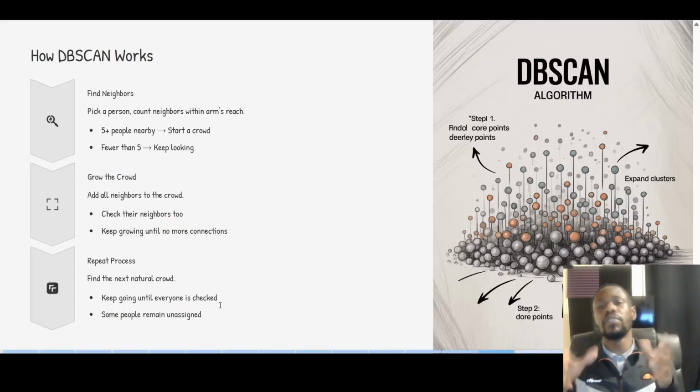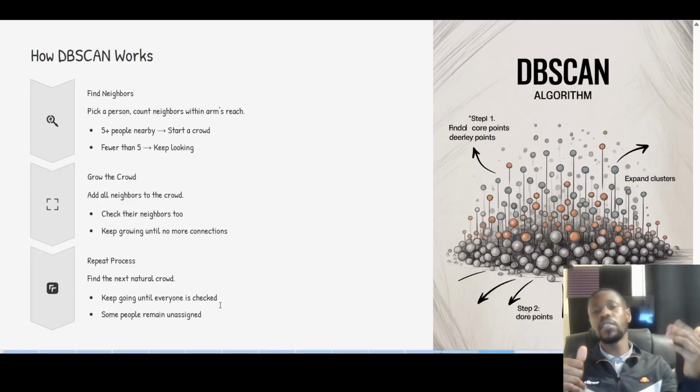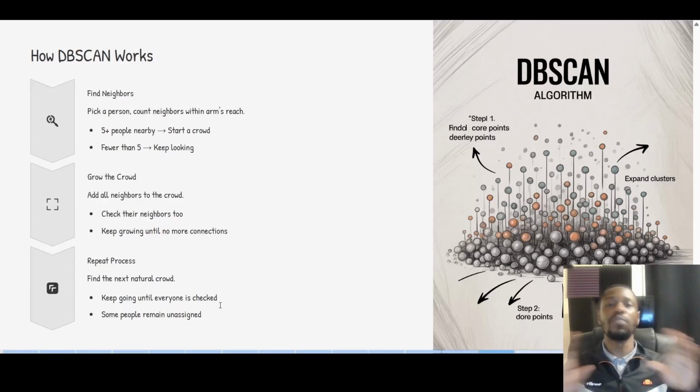This is the big difference between density-based scan and k-means clustering. With k-means clustering, everyone will belong to a group. It will find their most similar group. But with density-based scan, it's much more natural, and some people just don't fit into any group, and we're completely fine with that. They will be classified as the outliers or the anomalies.